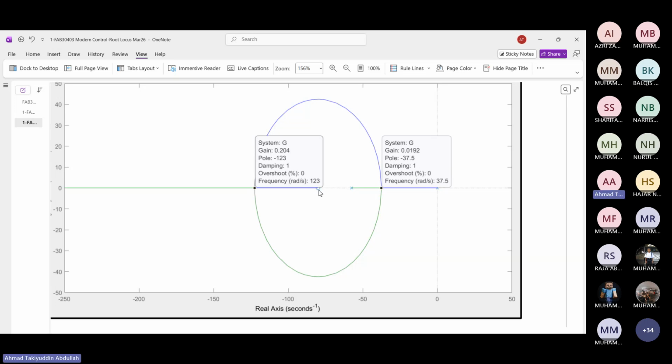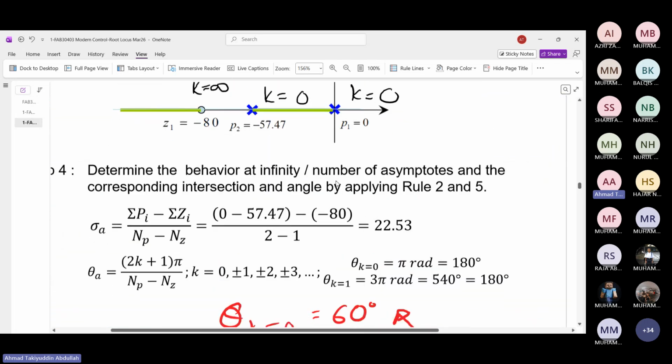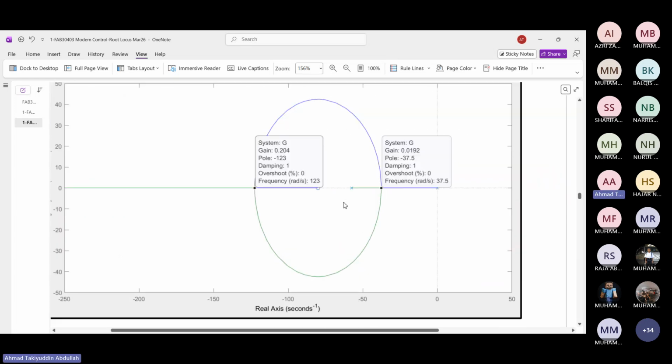Got it? Guys? Hello? Let me just write down the exact value of the point. This is at 0. This is at minus 57.47. This is at minus 80. Okay? Anything that you would like to ask? Anything that you want me to clarify? Anything else? Got it? Things should be fine.